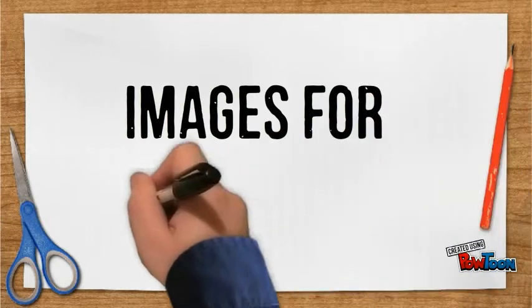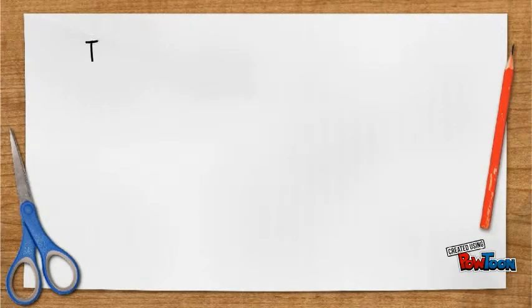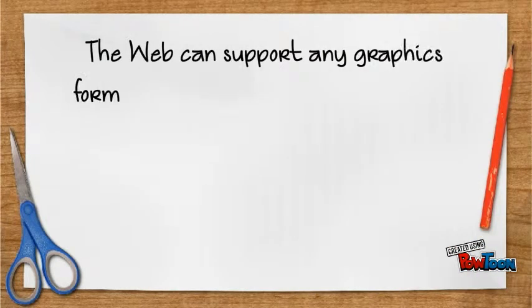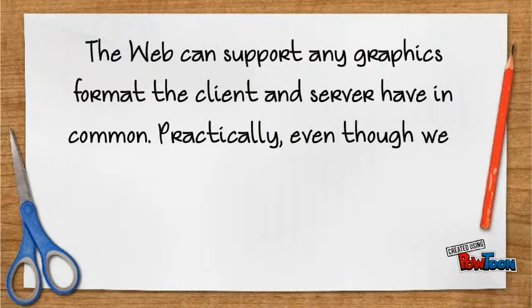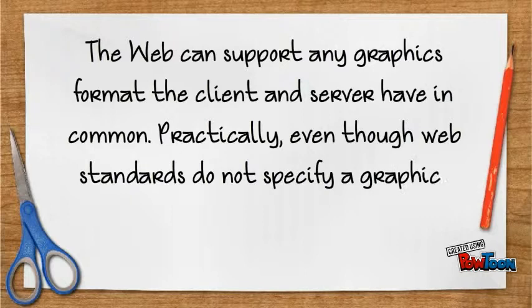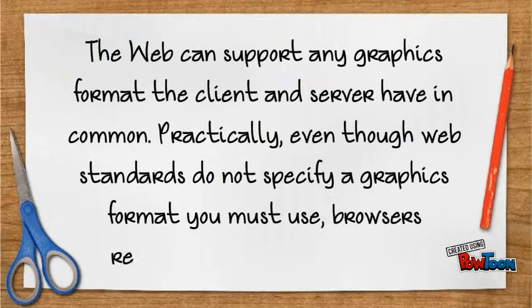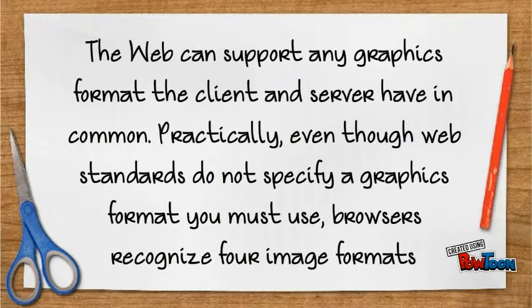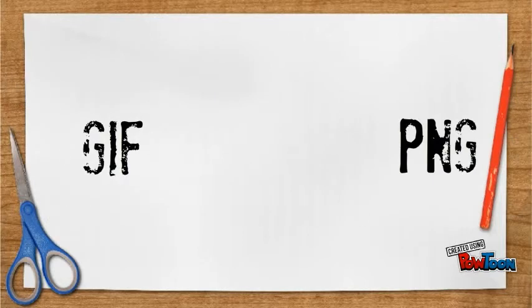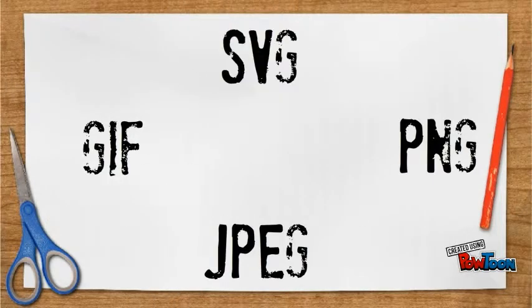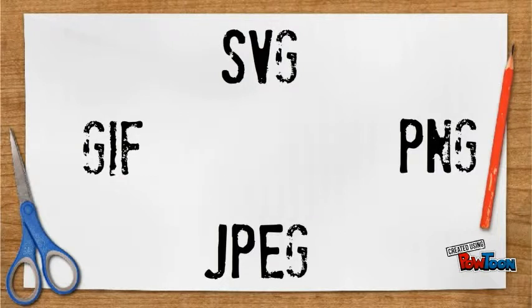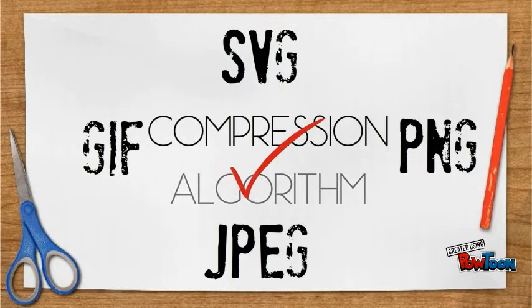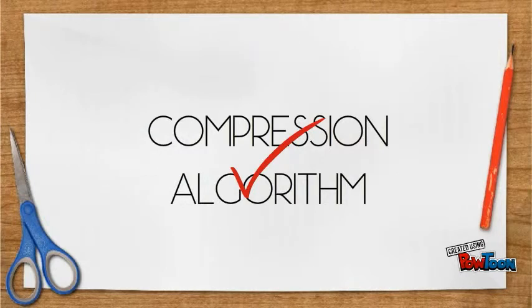Images for the web. Theoretically, the web can support any graphics format the client and server have in common. Practically, even though web standards do not specify a graphics format you must use, browsers recognize four image formats, GIF, PNG, JPEG, and SVG, without resorting to special plugins. These formats use built-in compression algorithms to reduce file size.